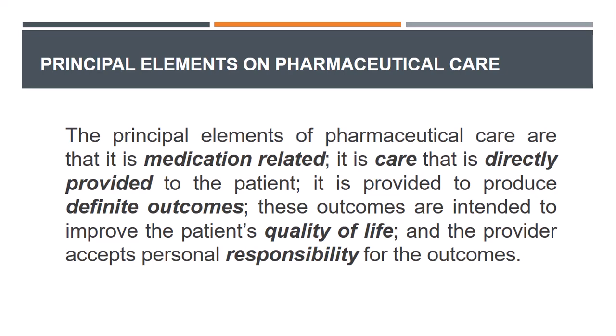So what are the principal elements of pharmaceutical care? The principal elements of pharmaceutical care are that it is medication related, and it is care that is directly provided to the patient. It is provided to achieve definite outcomes. Like this care you provide to a patient, what is the aim? The aim of providing this care to the patient is to reduce adverse drug reactions and drug interactions. These outcomes are intended to improve the patient's quality of life, and the provider accepts personal responsibility for that outcome.